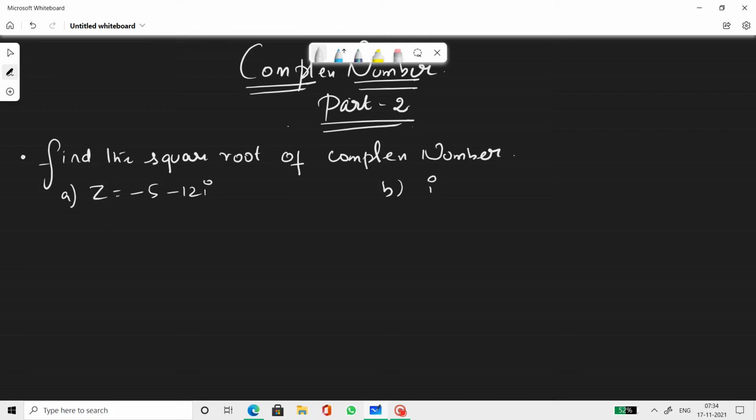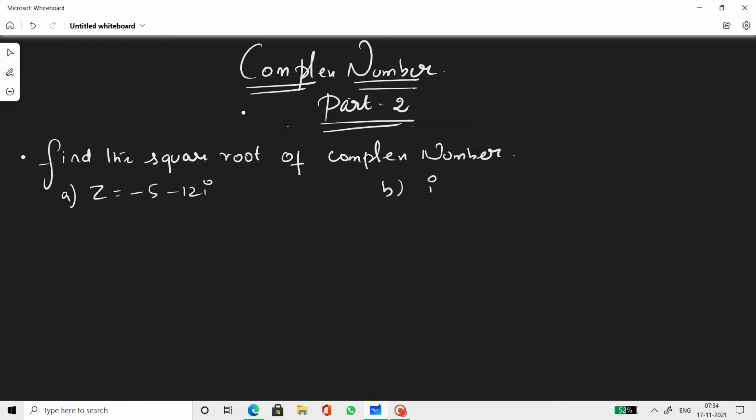Good morning, everyone. In today's class, we are going to learn how to find the square root of a complex number and a few other proof sums in complex numbers. So let us not waste time and let's start with the topic: finding the square root of a complex number.